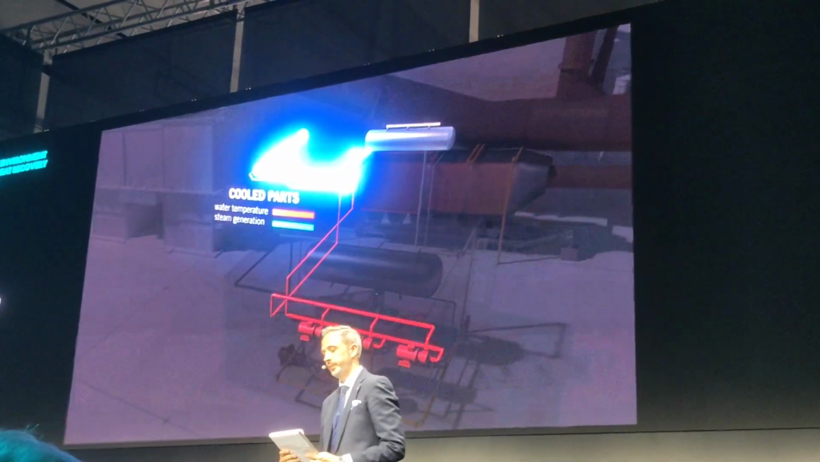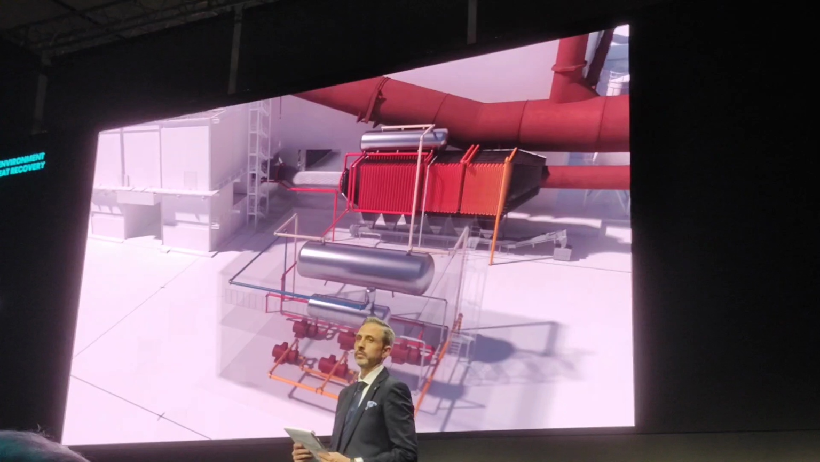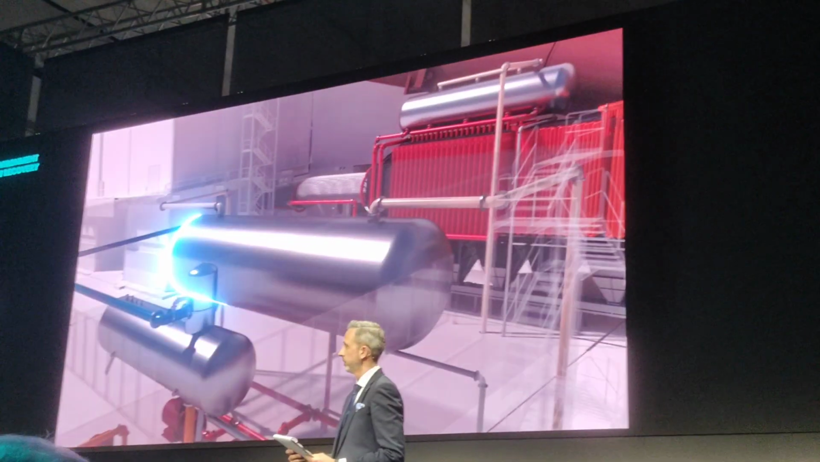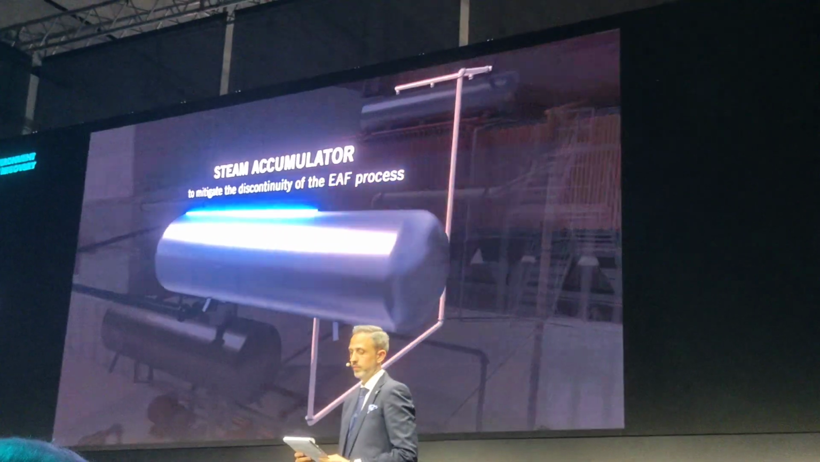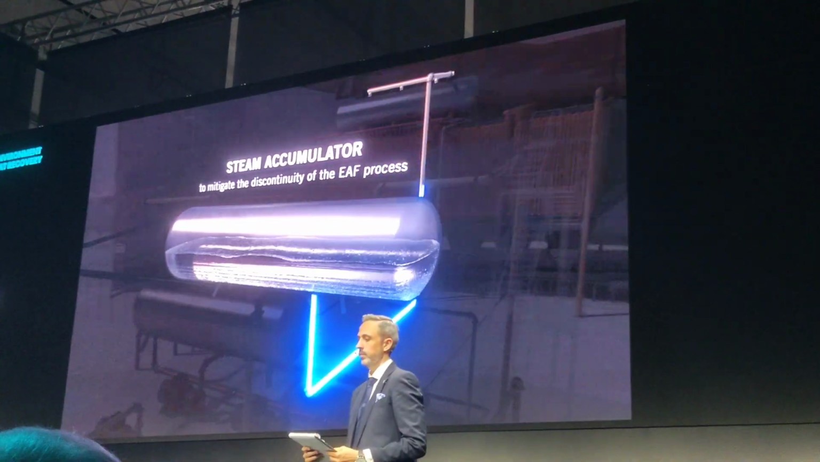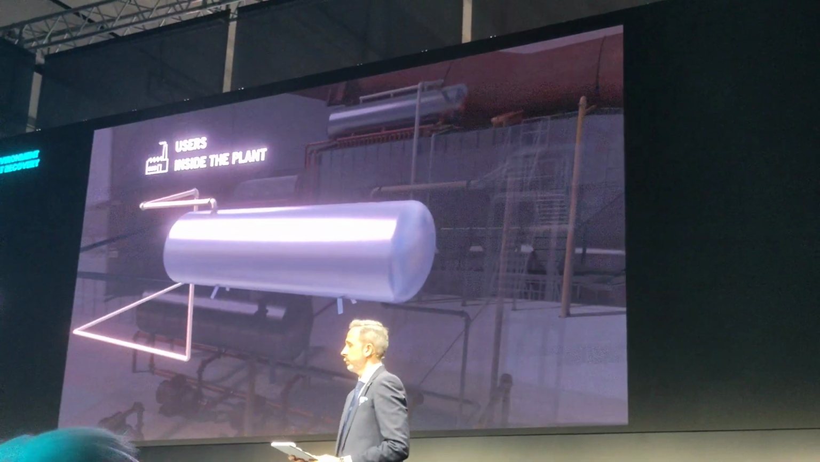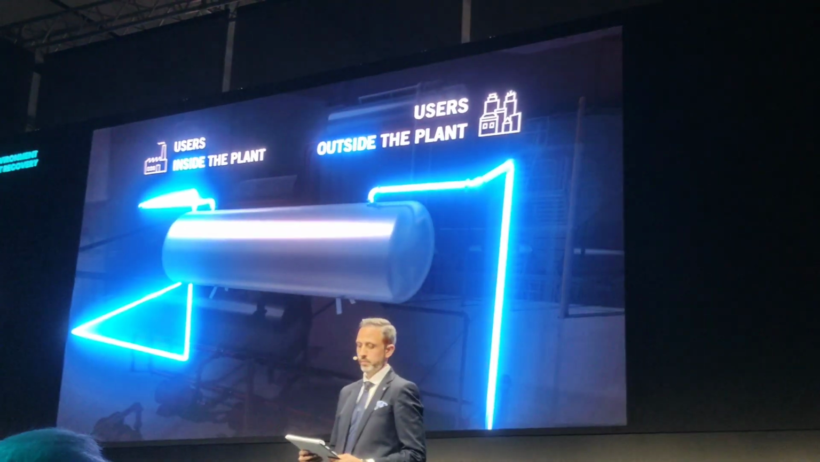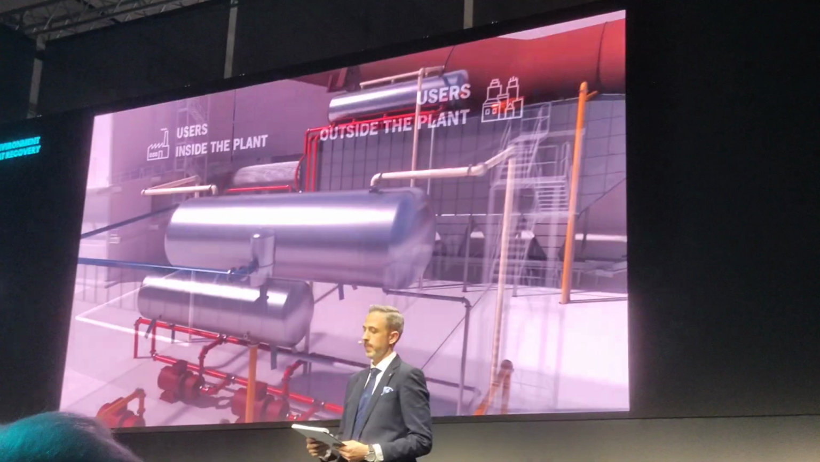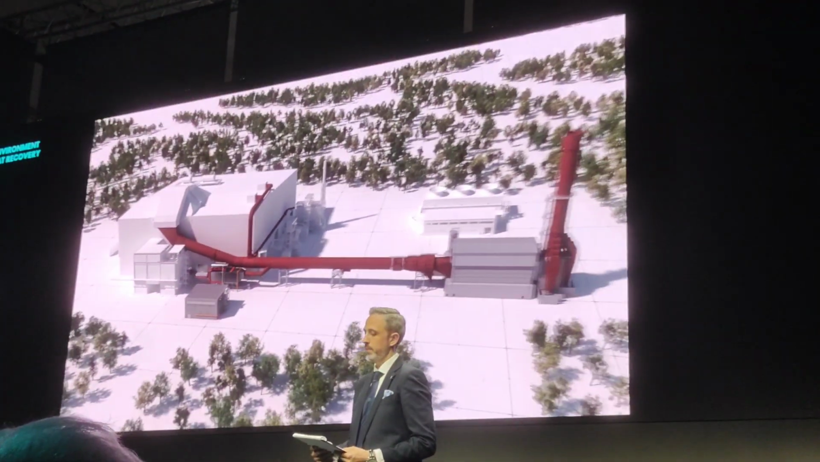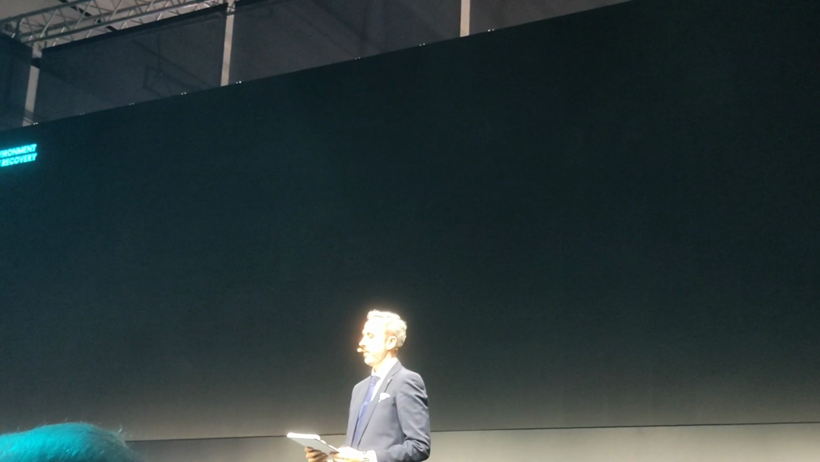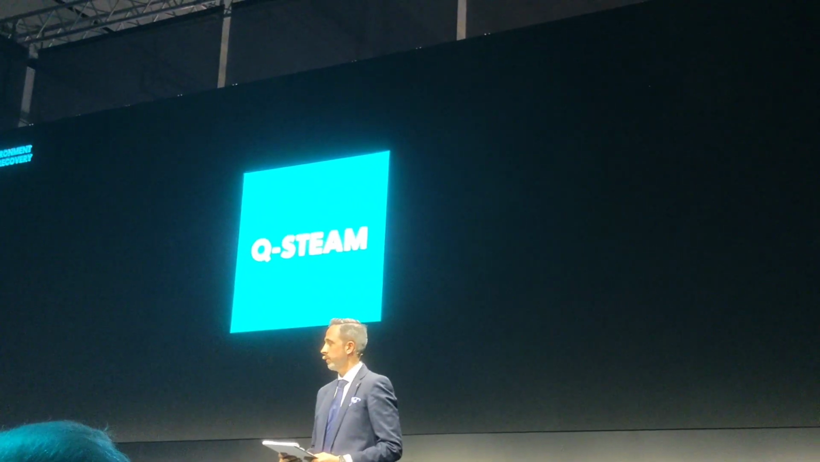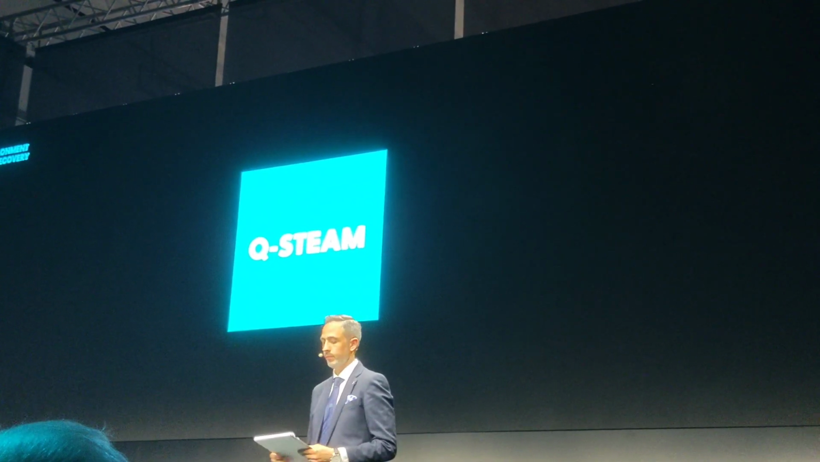The Q-Steam system is equipped with a steam accumulator that acts like a storage tank, compensating the discontinuity of the EAF process, providing a constant steam flow rate during an entire heat. Then the steam can be directed to the user inside or outside the plant. Inside the plant for vacuum degassing, RH, pickling line, steam turbine, organic Rankine system turbine, or outside the plant for district heating, for example, or electrical power plant.